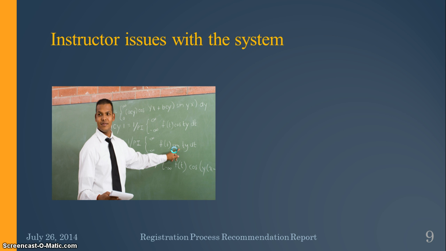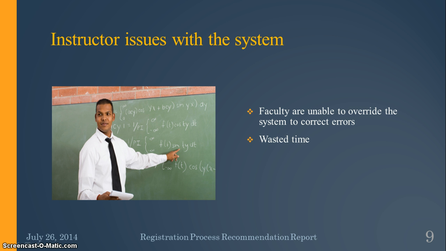Next is the issues instructors have with the system. We emailed a survey to 50 HGTC instructors in which we received 32 responses. The main issue we discovered were the faculty's inability to override all the system errors, and the excess time spent trying to resolve these issues.